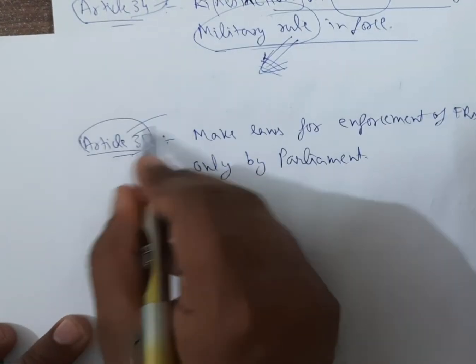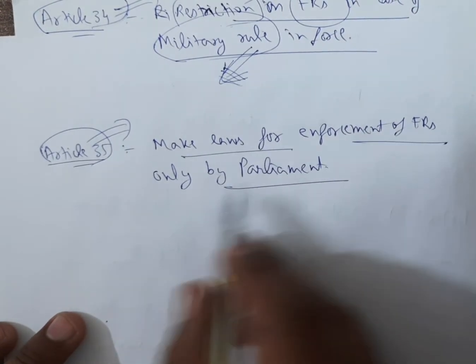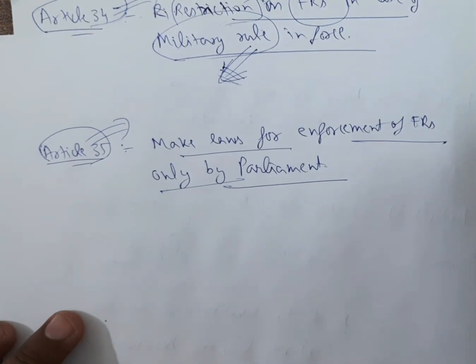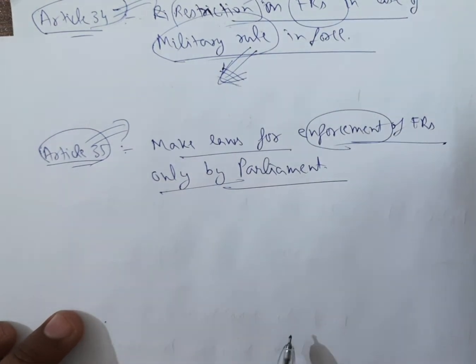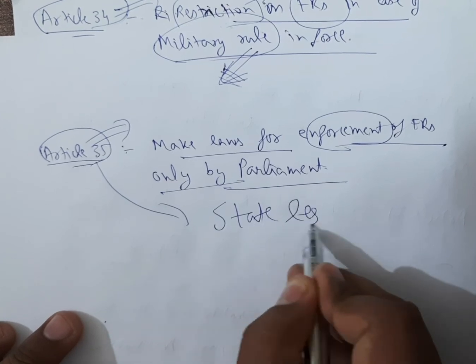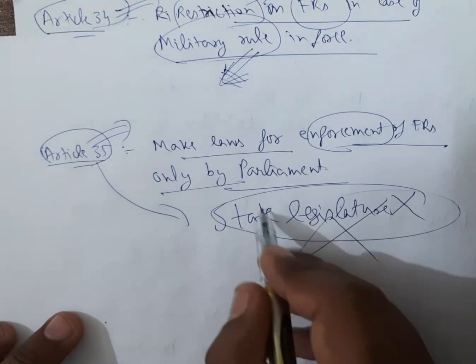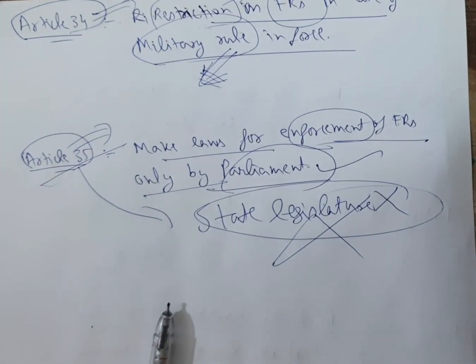And then comes article 35. That says that Parliament can make laws to enforce fundamental rights, although all fundamental rights are enforceable and justiciable in any court of law. Parliament is free to make any law for the enforcement of fundamental rights. This power is not applicable to state legislatures. Only Parliament can make such laws. So that's all about the fundamental rights.